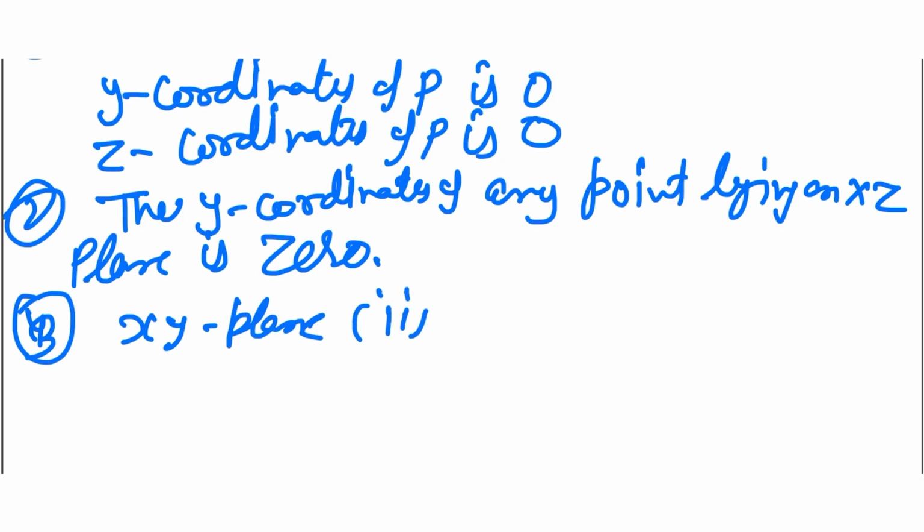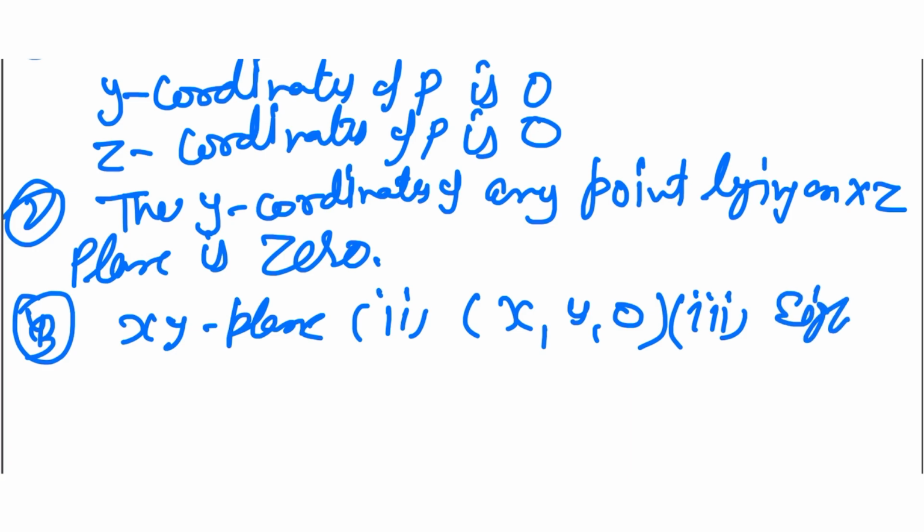The second part is: the coordinates of points in the xy plane are of the form (x, y, 0). There should be z, 0. Third, coordinate planes divide the space into dash octants. That divides the space into 8 octants.